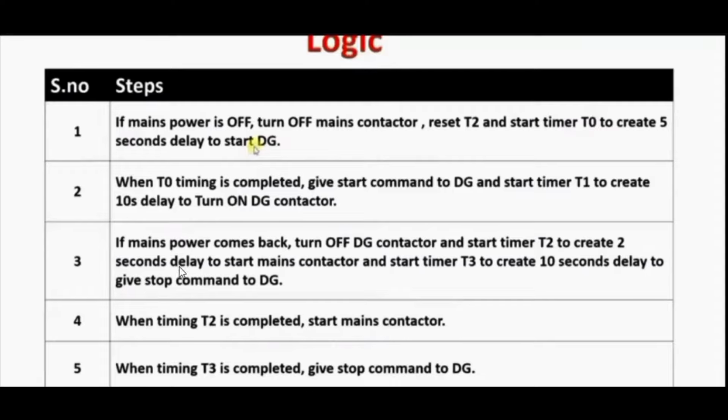If the mains power comes back, then it will turn off the DG contactor and start timer T2 to create a 2 second delay to start the mains contactor, and start timer T3 to create a 10 second delay to give the stop command to DG. When timer T2 is completed, the mains contactor will start, and when T3 is completed, it will give the stop command to DG. So friends, this was all about the logic. Let's start programming.